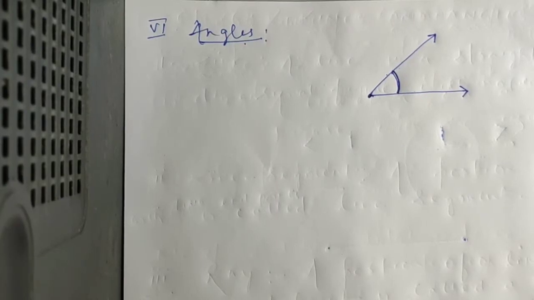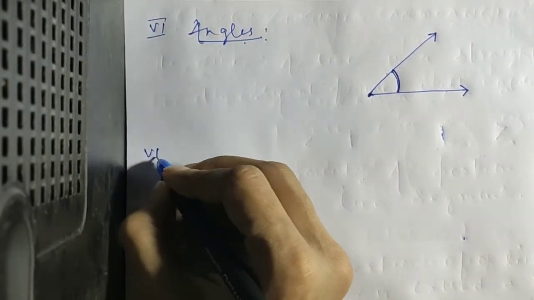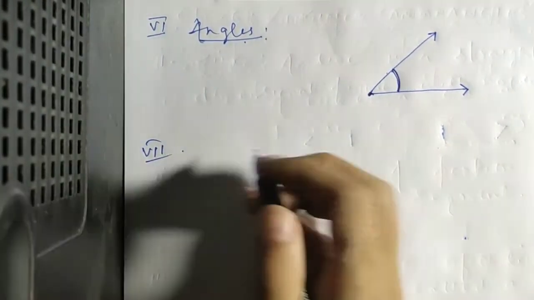And now, linear pair. Now linear pair, you see, what is a linear pair?